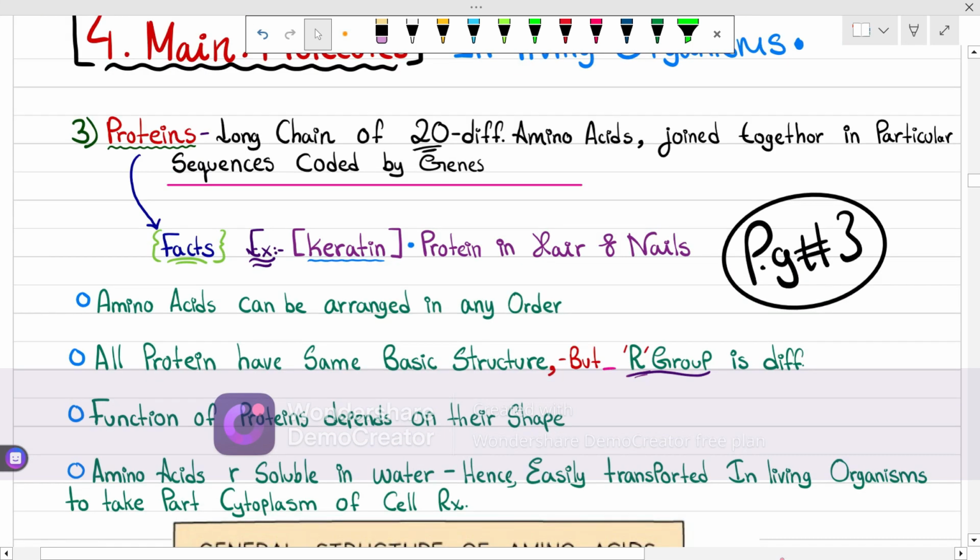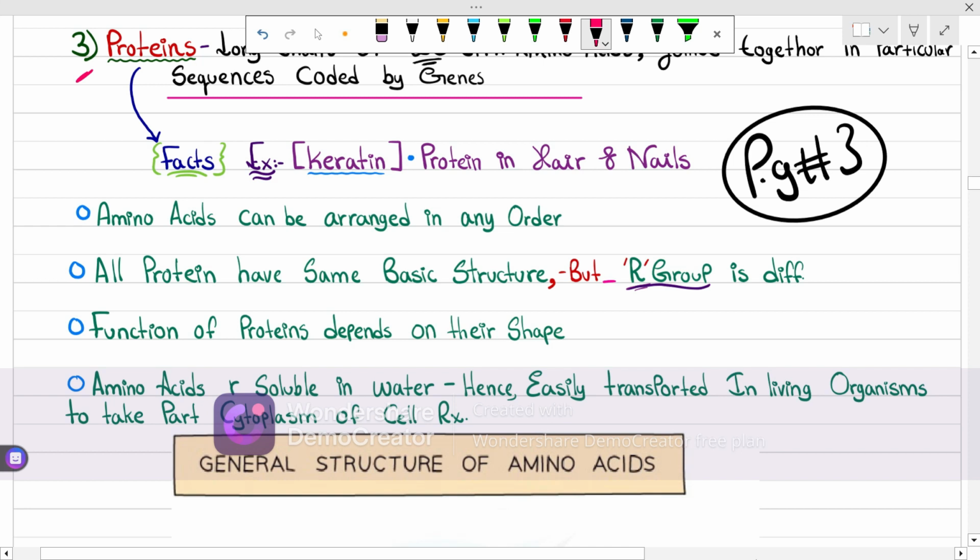The third organic molecule is protein. Proteins are long chains of 20 different amino acids joined together in a particular sequence coded by genes. Example of protein is keratin. Keratin is the protein present in hair and nails. These are some facts about proteins. Amino acids can be arranged in any order. Amino acids are the basic building blocks of proteins. They make up proteins and they can be arranged in any order.